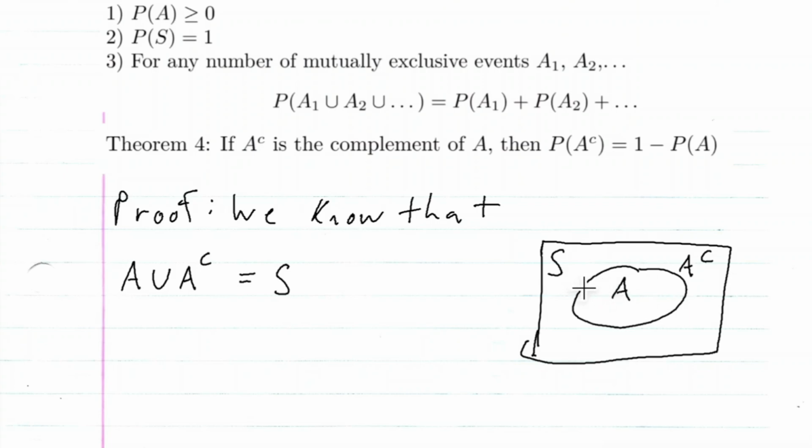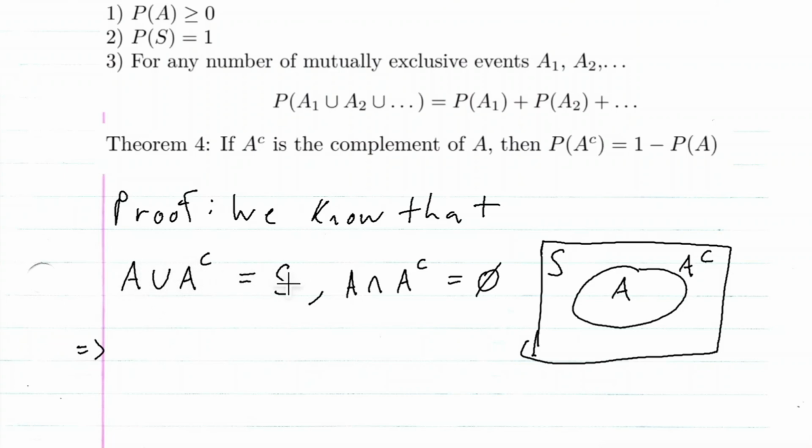And we also know that A and A complement are mutually exclusive, right? By definition, A complement is all the elements in S and not in A, right? And we know that A intersection A complement is equal to the empty set. So now we can use axiom 3. So let's go ahead and do this first.